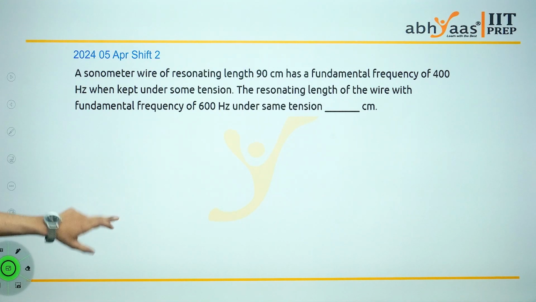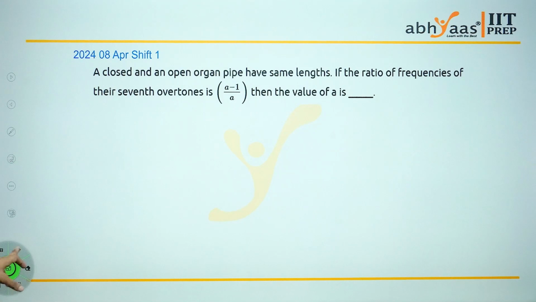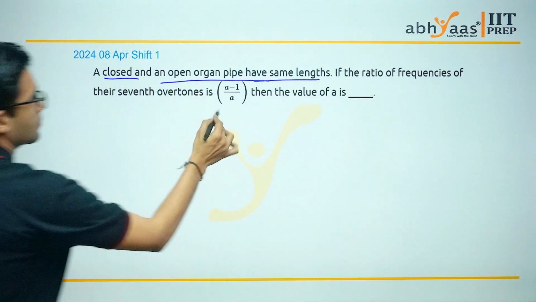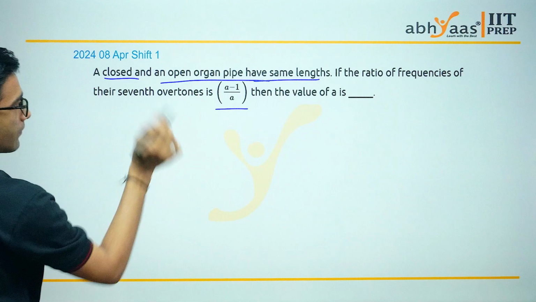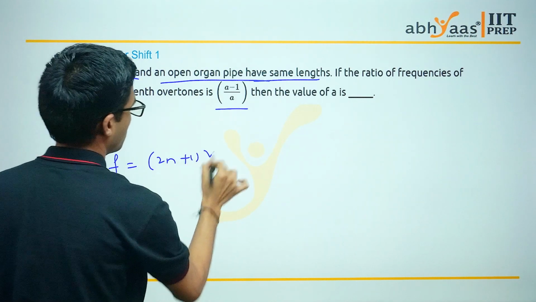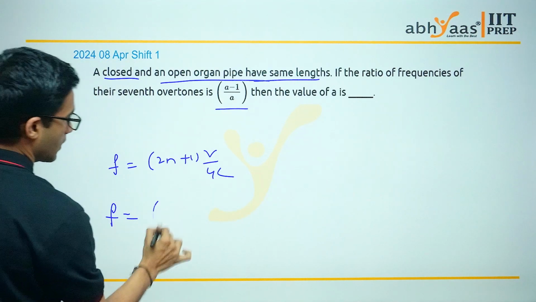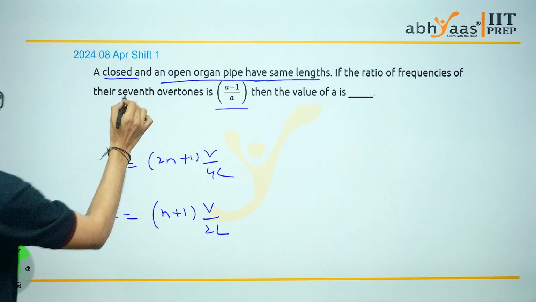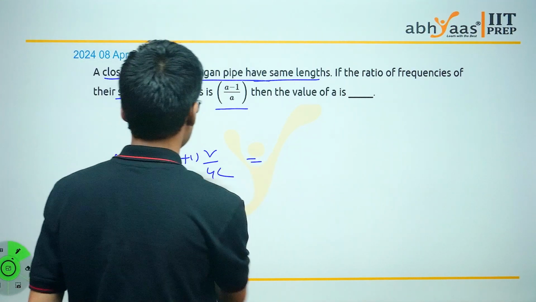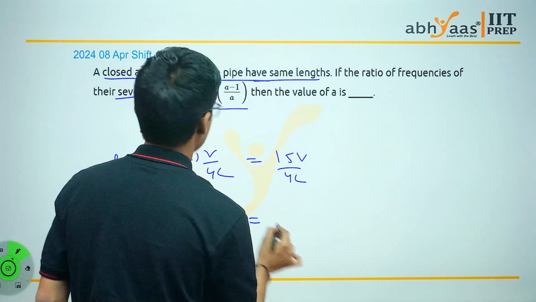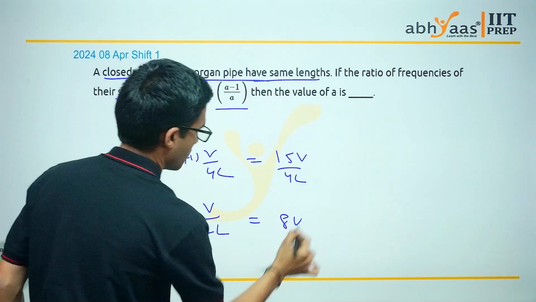In the next question, a closed organ pipe and an open organ pipe have the same lengths, and the ratio of frequencies is given. You know that for a closed organ pipe, frequency is equal to 2n plus 1 into V by 4L. For an open organ pipe you will get n plus 1 V by 2L. If you take the 7th overtone, 2 into 7 is 14 plus 1, 15 V by 4L. Here 7 plus 1, 8 V by 2L.